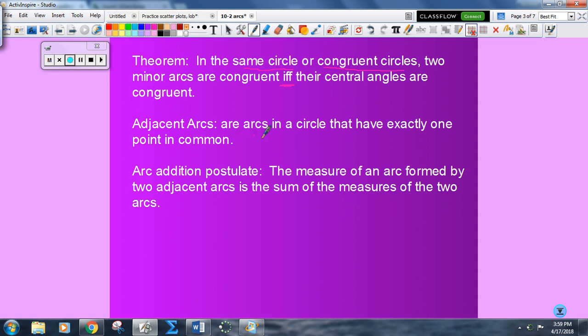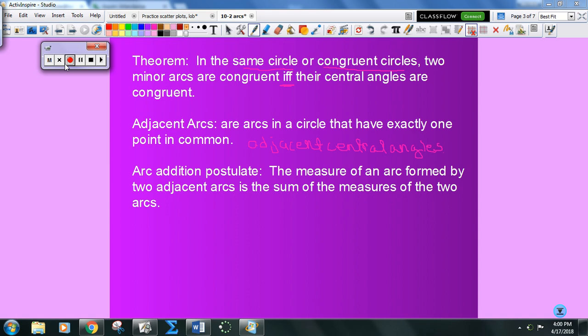Adjacent arcs are arcs in a circle that have exactly 1 point in common, or they're formed by adjacent central angles. Because if the central angles are adjacent, so will the arcs. Sorry about the announcement. So the arc addition postulate is very similar to the angle addition postulate. The measure of an arc formed by 2 adjacent arcs is the sum of the measure of the 2 arcs.